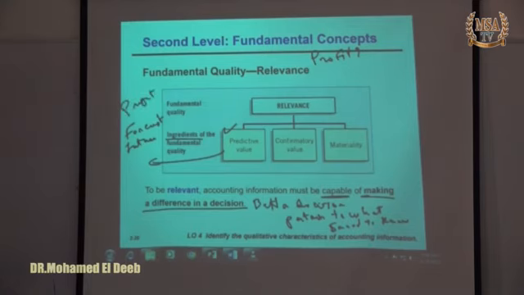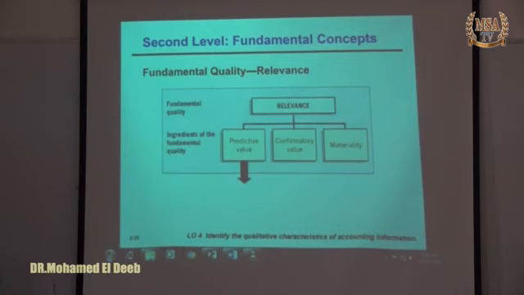Predictive means what? The information can help you form expectations, and see if those expectations will eventually materialize. It has some type of forecast value, projection value. I can take this information, look at the future, and project based on the information that I am using. So it has to have a predictive value.